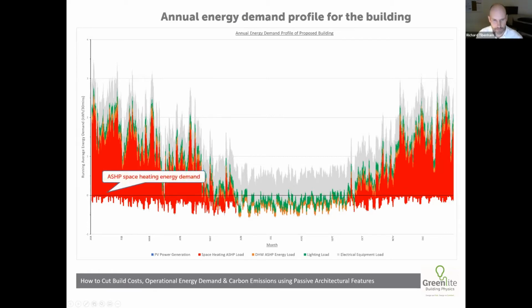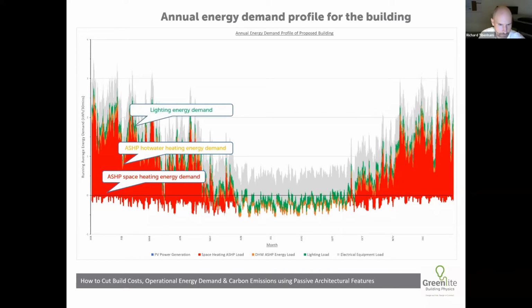So we can see that the space heating energy demand from the air source heat pump provides the vast bulk of the energy demand for the building. Shown in orange is the hot water demand, that's comparatively low. Lighting energy also fairly low. And equipment energy demand covers any plug-in appliance, washing machines, cookers, this sort of thing.